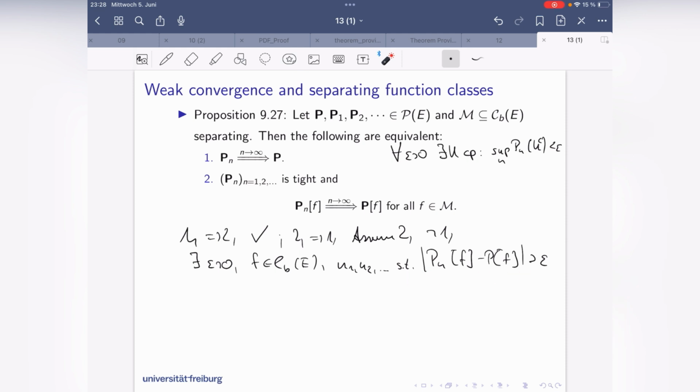On the other hand, since 2 holds, Pn is tight, so this sequence here has a convergent subsequence. So there's a Q and nk1, nk2, and so on, such that Pnkl converges as l goes to infinity to some Q.